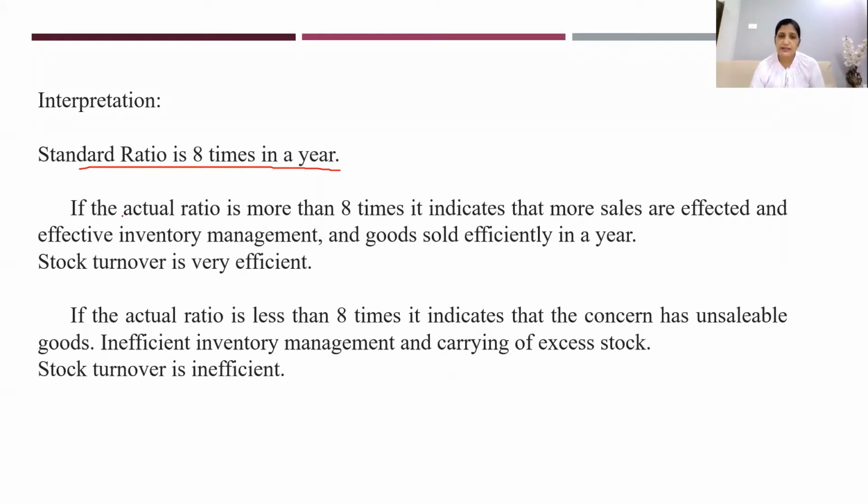If it is less than 8 times, then it indicates that the concern has unsaleable goods and inefficient inventory management. You all do production and purchases. It may be production or semi-finished goods or anything, any type of production. Once the sales are done, you start production again. Stock is used, produced, and then it is sold. That should be a minimum of 8 times. If it is more than 8 times, you are very efficient. If it is less than 8 times, then it is not efficient.